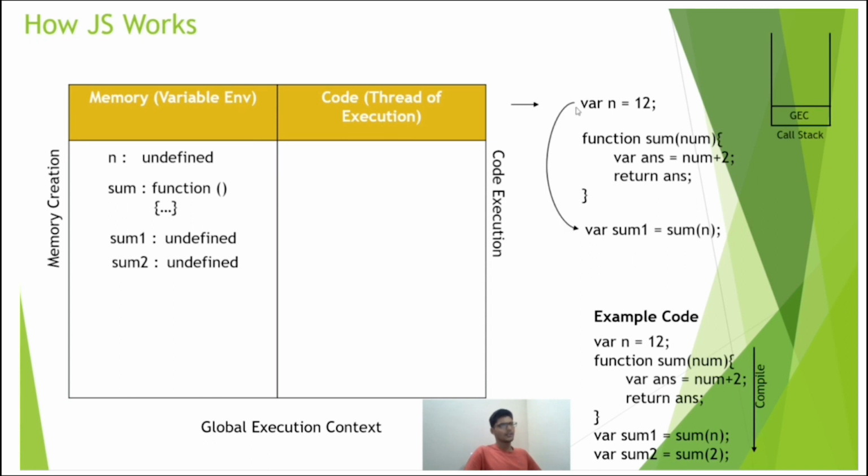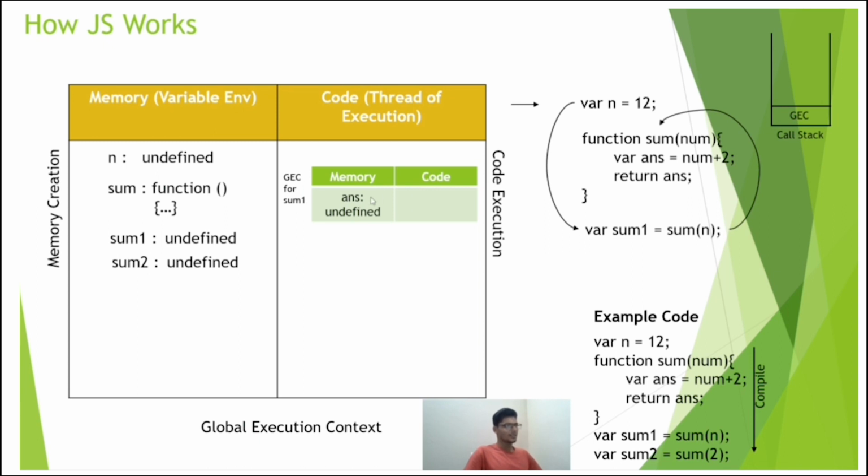Now after this, the function has not run yet, because we haven't called it. So the flow goes to the next line, the variable sum1, which calls that function. What happens here? You can see that for this function call, one new execution context will be created, and it is for sum1 only.